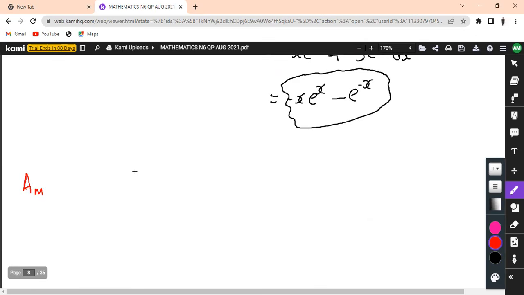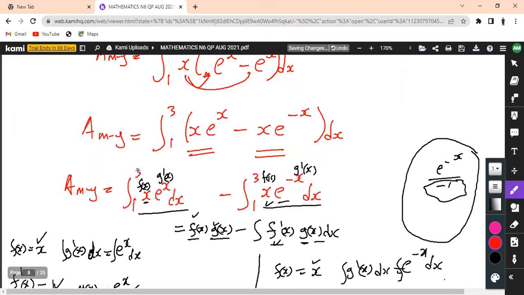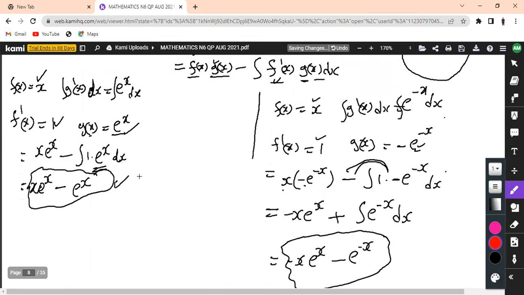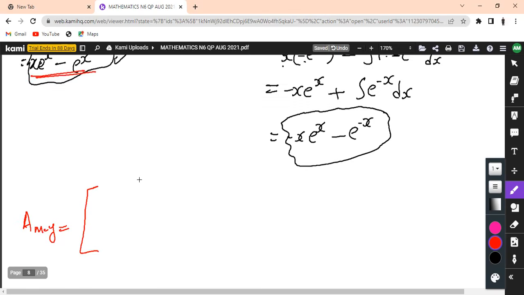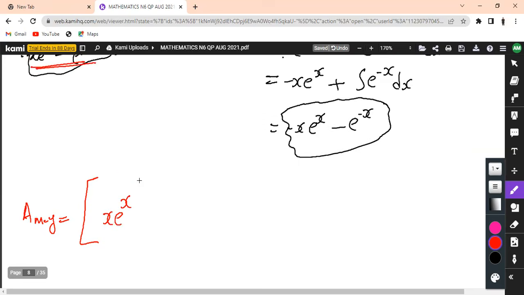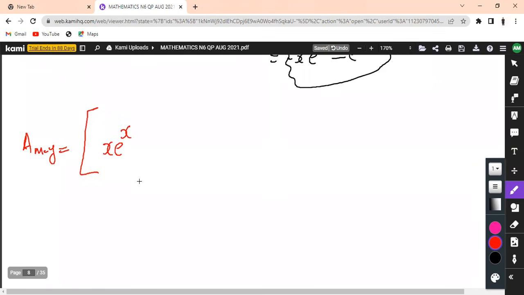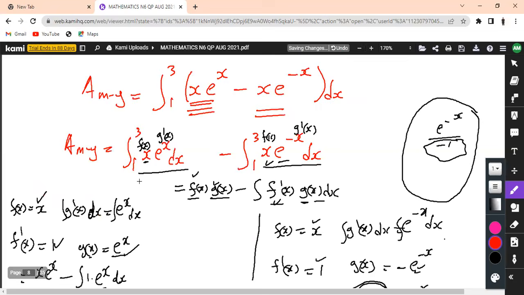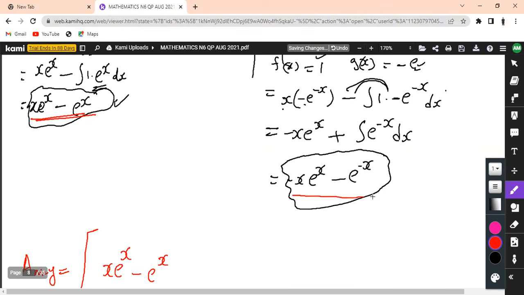our area moment with respect to x is going to be the first integral here. So now combining this integral of x, which is the one that we did on this side, we obtained this answer here. We obtained x e to the exponent of x minus e to the exponent of x. Whatever we got, take note here, there is a minus. Here we are subtracting the other integral. So you're going to take this minus and subtract this integral here.